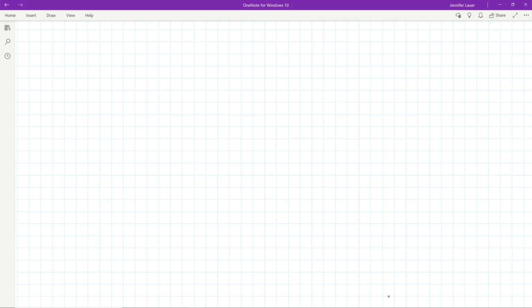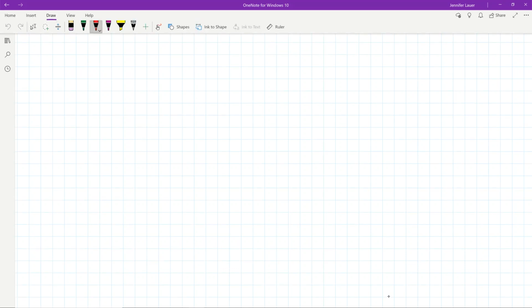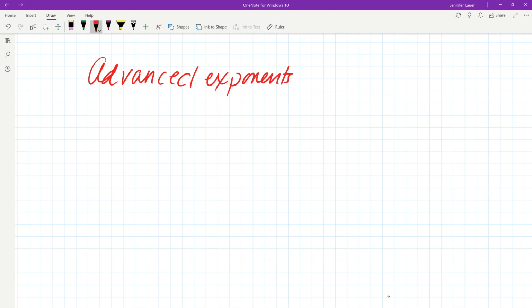So on this quick concept today, we're going to be talking about advanced exponents. If you want the basics for exponents, go back and watch the exponent video under quick concepts. I'm just going to call this advanced exponents because we're taking it to the next level. Let me show you what I mean. So if we have something like this.